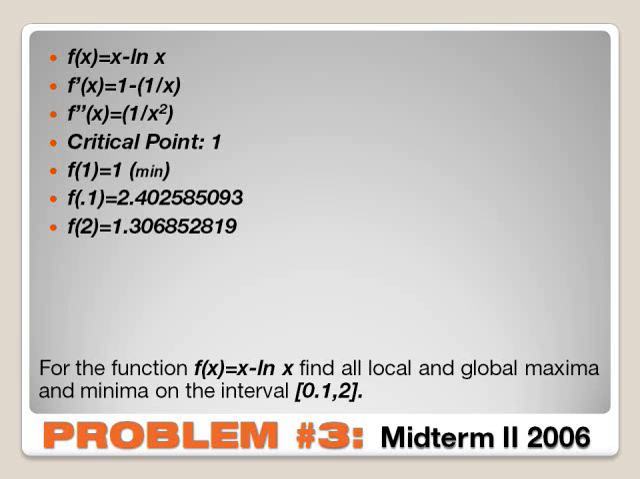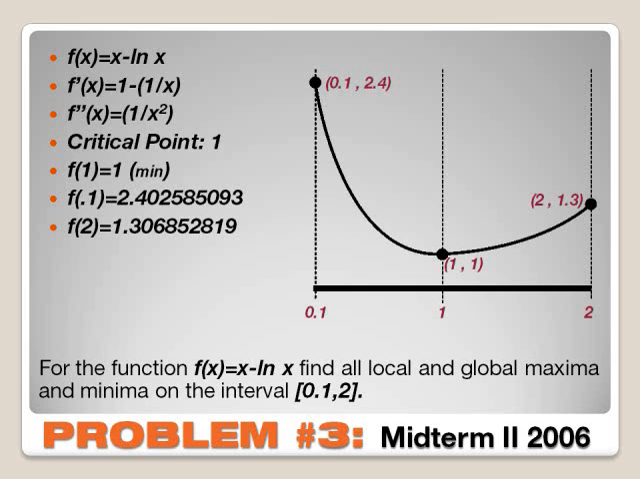The next step is to begin to graph our function and draw our interval. Our interval stretches from point 1 to 2. Our endpoints are labeled as 0.1, 2.4, and 2, 1.3. Our critical point, which we know is a minima, is labeled 1, 1.